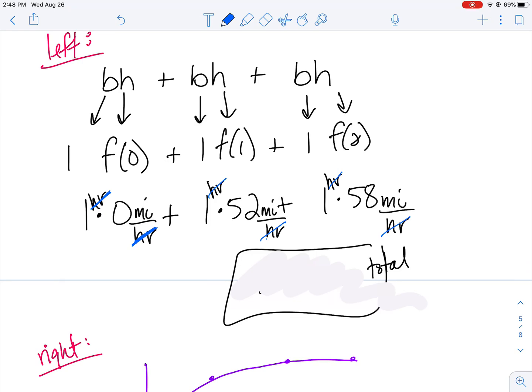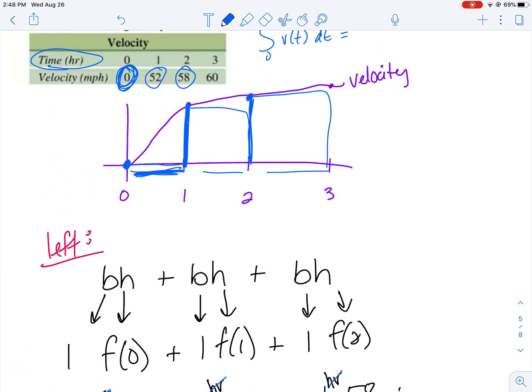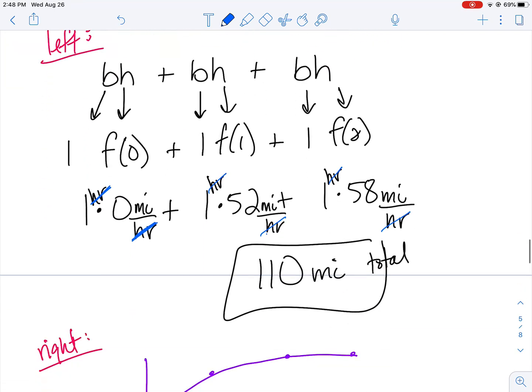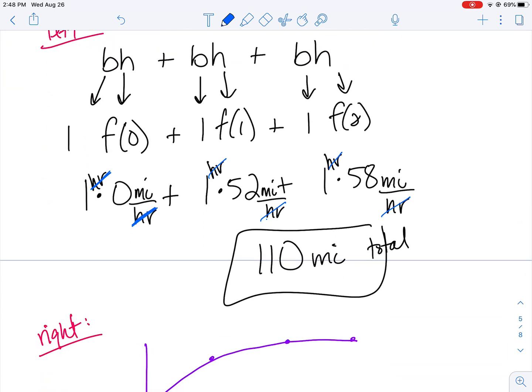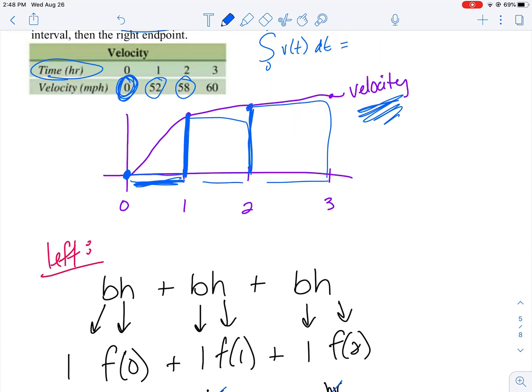And so if I multiply base times height, base times height, base times height, and add them together, I ended up getting 110. What that really means about my situation is I actually used the velocity to work backwards and figure out my distance. So distance is really in miles. I went approximately 110 total miles in those 3 hours. Remember, this was an underestimate though, because my rectangles were below.